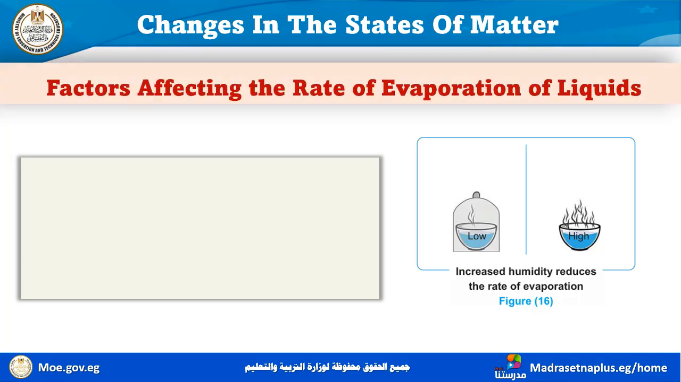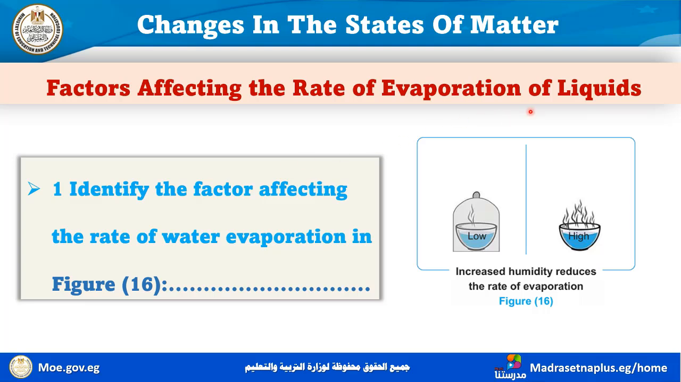We continue to learn about the factors affecting the rate of evaporation of liquids, and we are going to conclude the third factor that affects the rate of evaporation. We have two bowls here. The first one is exposed to high humidity, and the second one is exposed to low humidity. What is meant by humidity? Humidity means the percentage of water vapor in the air.